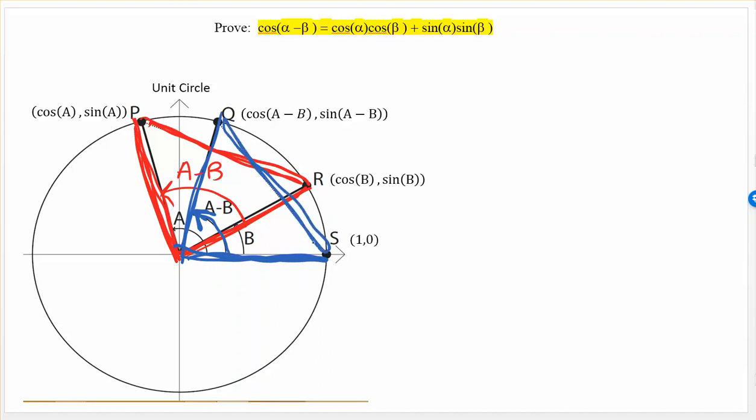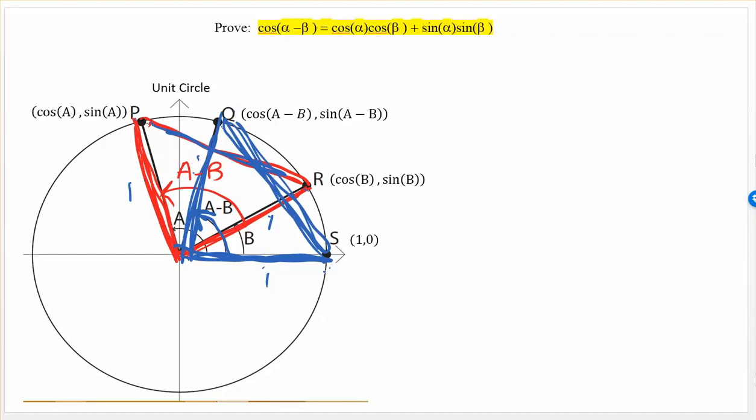So we have two triangles. Now both of these triangles have a central angle of A minus B. Two of the sides of each of these triangles are equal because they're all the radius of the circle, or they're all unit 1. So all of these are length 1. The blues, the reds, everything's length 1. So these two triangles are congruent. That means that the third side of these triangles, from P to R, is equal to the length from Q to S.